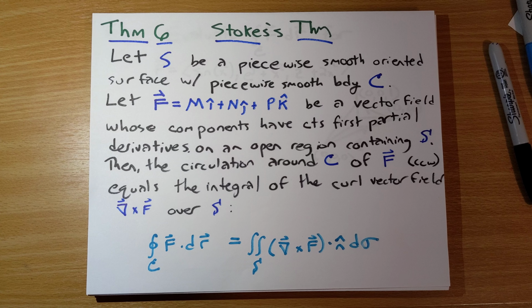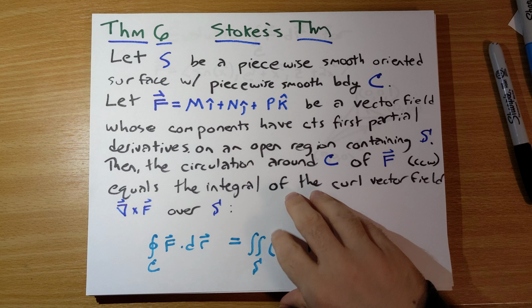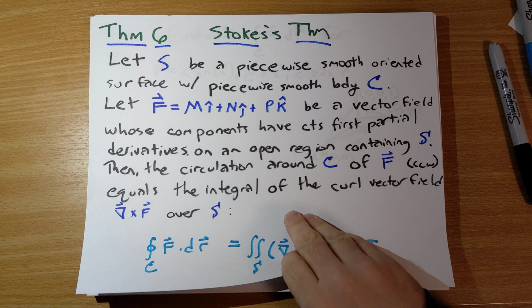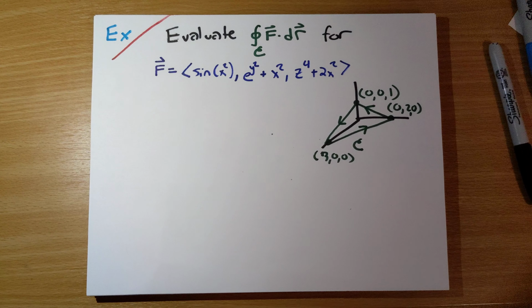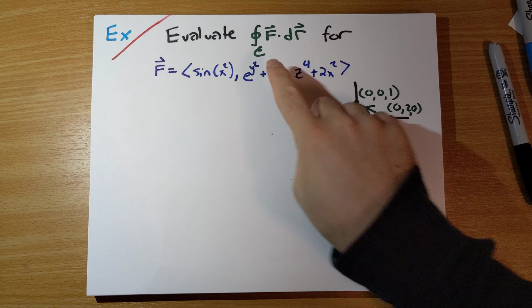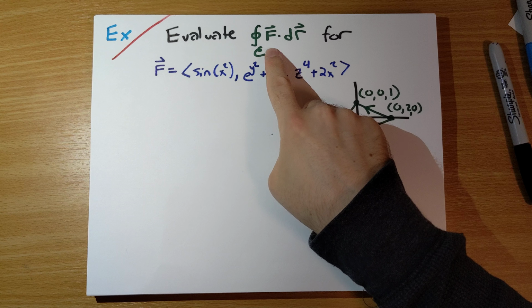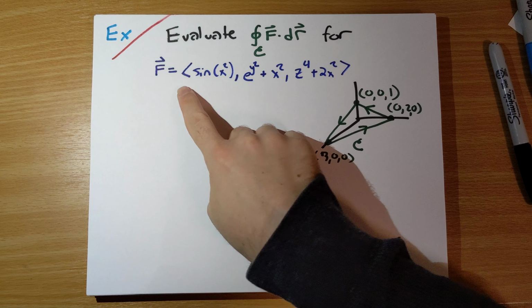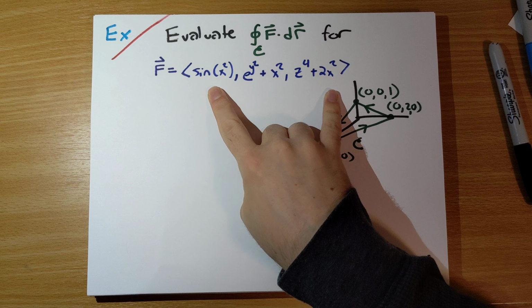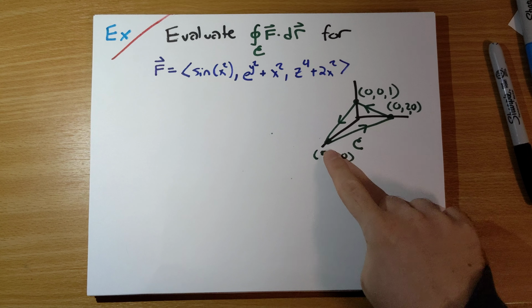Put Stokes' theorem to work. And by that I mean, let's use it to compute an integral that will be very difficult to compute otherwise here. Let's take a look. Evaluate the circulation along C of f dot dr, for f this vector field. Yikes, that looks a little bit messy here.